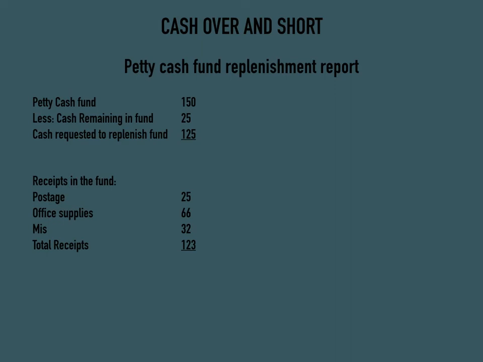As seen in this example of a petty cash fund replenishment report, the total receipts for expenses do not add up to equal the amount of cash that is needed to replenish the fund. A total of $125 is requested to replenish the fund, while the receipts add up to a total of $123. This $2 discrepancy is charged to the cash over and short account.